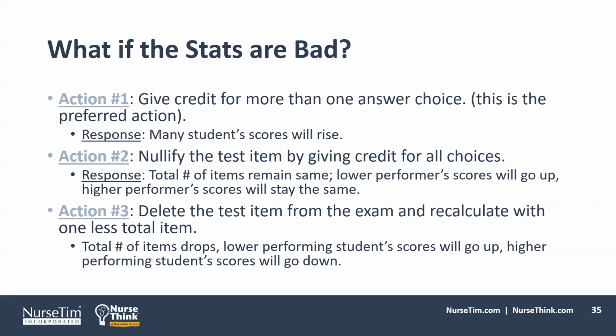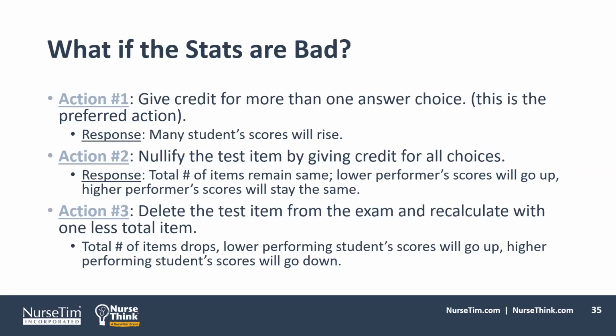The second option that some schools use is nullifying the test item, and they give everybody credit for that one question. So rather than just giving credit to those that answered A or B, they will give everybody credit for that question and give them a point back for it. What happens in this case is that your low performing student scores are going to go up, and your high performing student scores are going to stay the same.